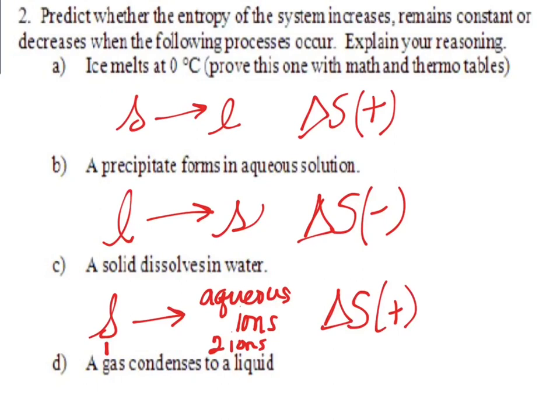Gas condenses to a liquid. So we go from a gas to a liquid. So delta S is negative. Questions on that? Part of your homework tonight will be to do some of those predictions and then actually do the calculations to see if you predicted correctly.